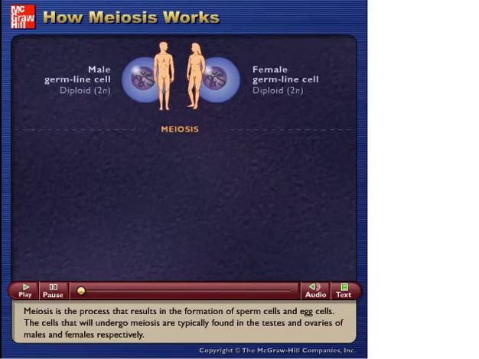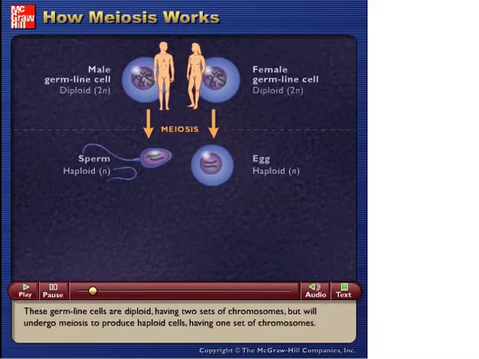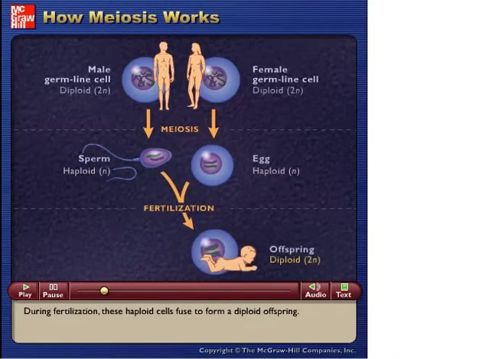Meiosis is the process that results in the formation of sperm cells and egg cells. The cells that will undergo meiosis are typically found in the testes and ovaries of males and females, respectively. These germline cells are diploid, having 2 sets of chromosomes, but will undergo meiosis to produce haploid cells, having 1 set of chromosomes. During fertilization, these haploid cells fuse to form a diploid offspring.